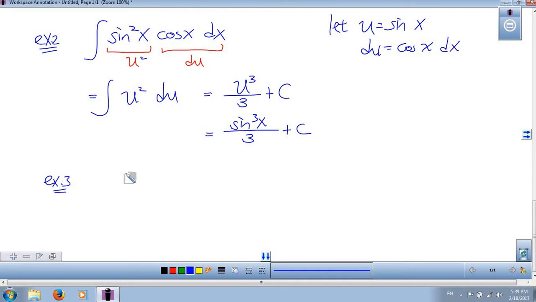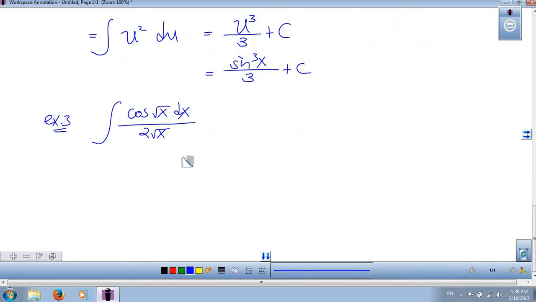Alright, let's try another example here. Now we have cosine square root of x dx divided by 2 square root of x. On the surface, it seems kind of weird. It's like, how do I do this? Which one should be my u? Should I let u be cosine of x, or should I let my u be square root of x?